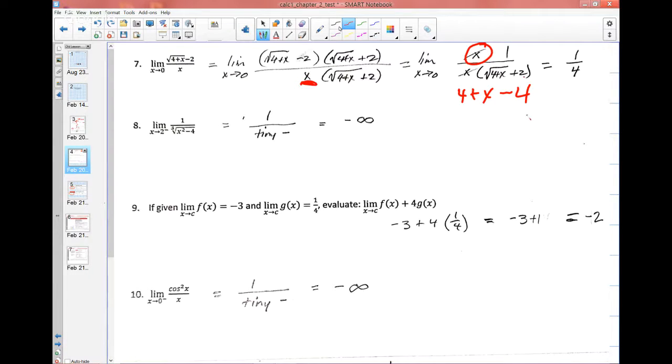Some of you even got to this point and had a little trouble substituting there. When you plug in a 0 for x, it's the square root of 4, which is 2, and 2 plus 2 is 4. So it's just 1/4. So you can see I'm trying to cover the basics.